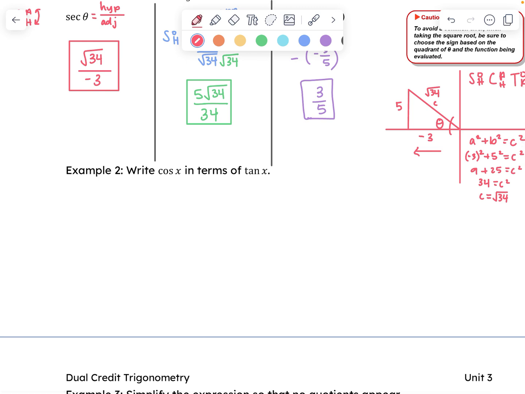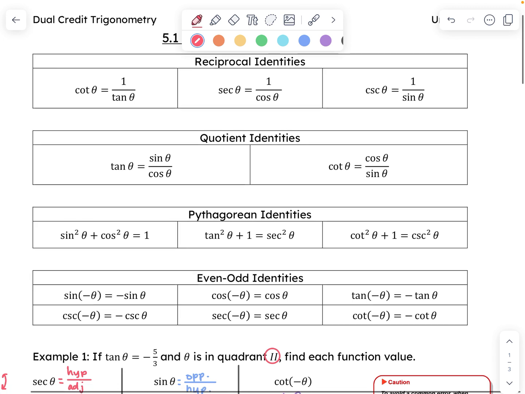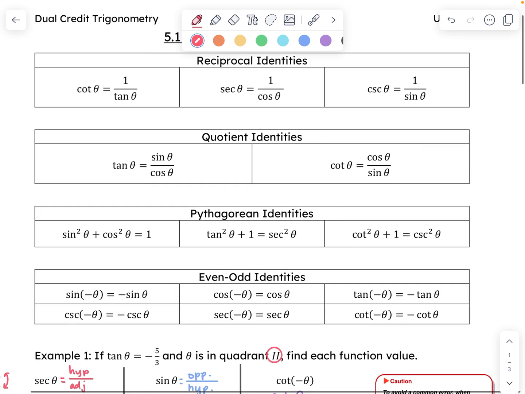So I want to change this cosine. Let's start with cosine x. And I'm going to look up here at my identities. The first one that I notice is that cosine goes with secant right here. And then I'm also going to notice that my Pythagorean identity connects secant and tangent. So I'm going to use a combination of that reciprocal identity and that Pythagorean identity to get me to that tangent that I want, because I want cosine and tangent.